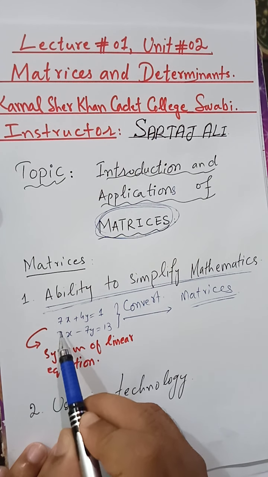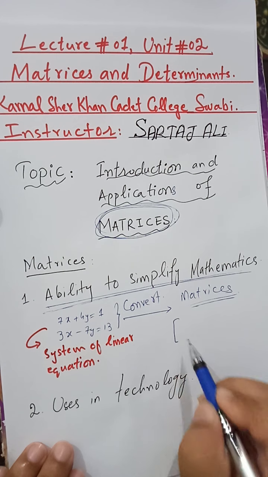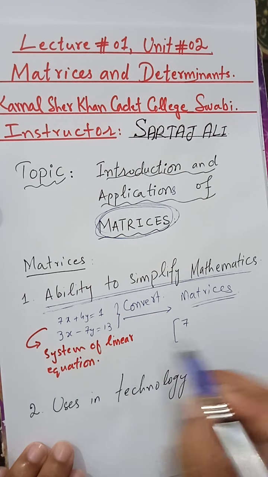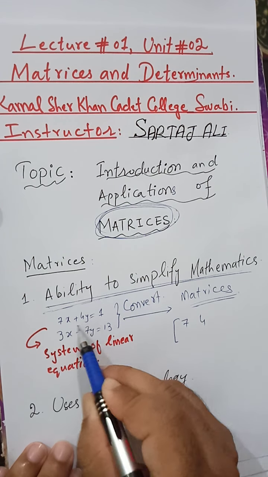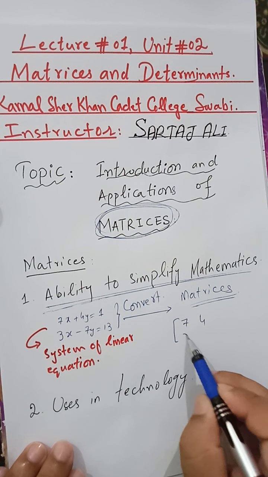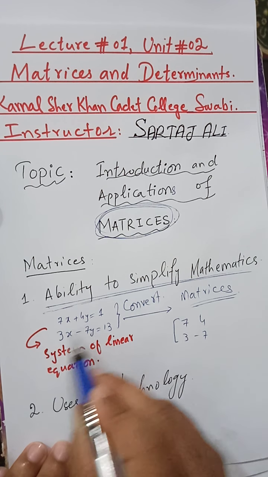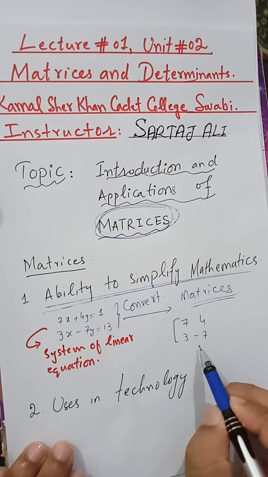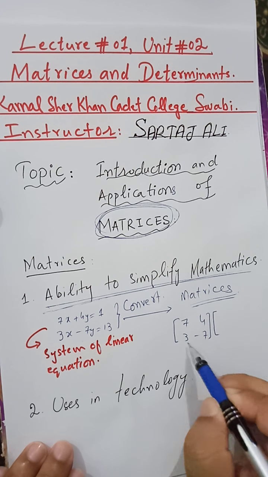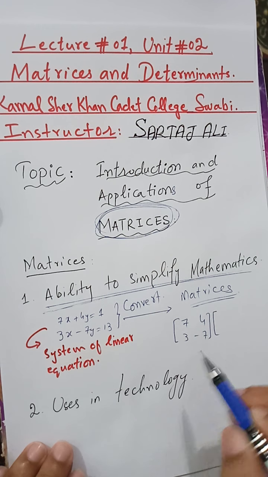First we write a matrix which is called a coefficient matrix, consisting of the coefficients of the variables. So 7 is the coefficient of x, and 4 is the coefficient of y in equation number 1. This is written in the first row. Then 3 and minus 7 are the coefficients of x and y in the second equation, written in the second row. This is called the coefficient matrix. This is a square matrix. We will discuss that in detail.